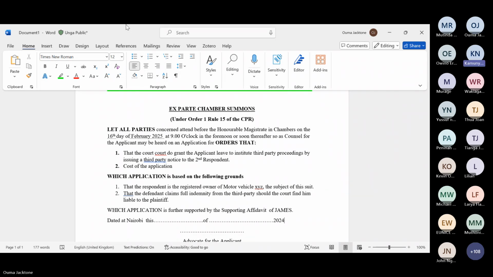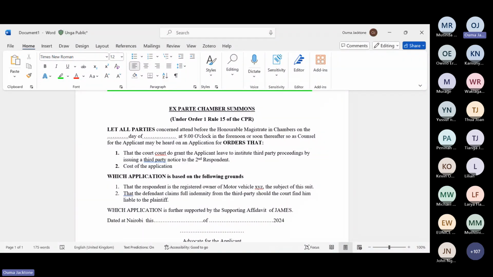So I can see the template. Let all parties concerned attend before magistrate in chambers on the 16th day. So is this the defendant's counsel who sets the date, or where normally when you draft this application? So you normally leave it blank, unless you're very sure of the date, but you'll not be sure of the date. So you just leave it dash because that will be fixed at the registry. So let a party concerned dash day of dash and that.